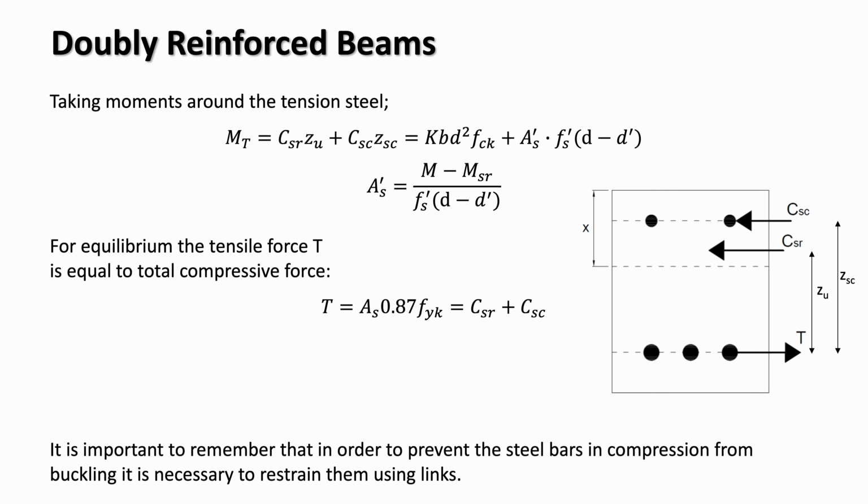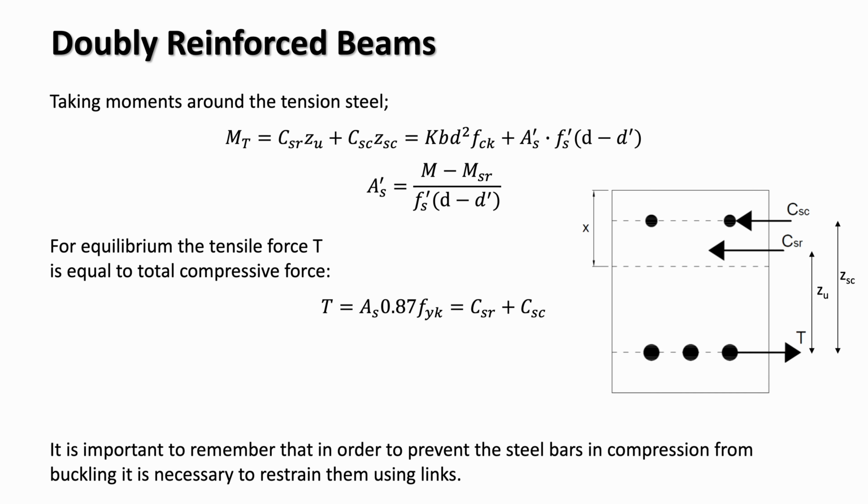When we take moments around the tension steel, the total moment resistance comes from two parts. The concrete compression block, CSR, acting at its lever arm of ZU, and the compression steel, CSC, acting at its lever arm, ZSC. Adding these gives the moment around the tension force to be CSR times ZU plus CSC times ZSC. Rearranging this expression allows us to calculate the required area of compression steel.